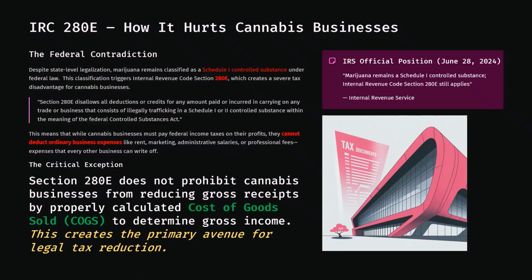However, you can still reduce your taxable income by your cost of goods sold, or COGS, but you can't deduct any of the day-to-day operating expenses most businesses rely on to reduce their tax bill. This limitation creates an insanely high effective tax rate, sometimes 70% or more. And here's the kicker. This isn't just about taxes. It impacts everything from how you structure your chart of accounts to how you allocate labor and overhead to whether you can even stay solvent. The bottom line: 280E doesn't just hurt, it distorts your entire financial picture.